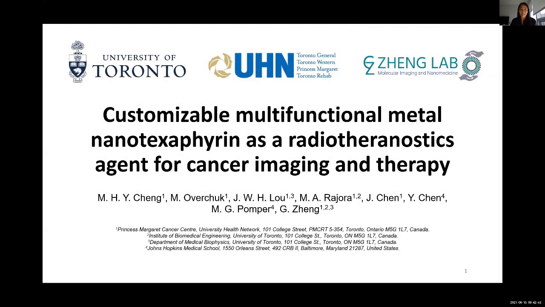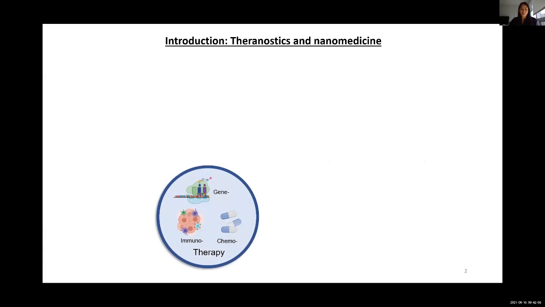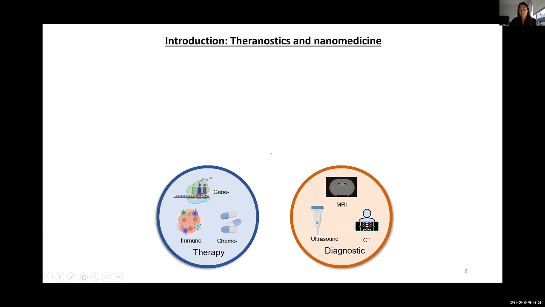So today, I would like to share some of our research findings on the multifunctional metal nanotexaphyrin as radiotheranostics. To begin, I want to talk about theranostics. Theranostics, in the simplest terms, is combining therapy and diagnostics into one single agent.